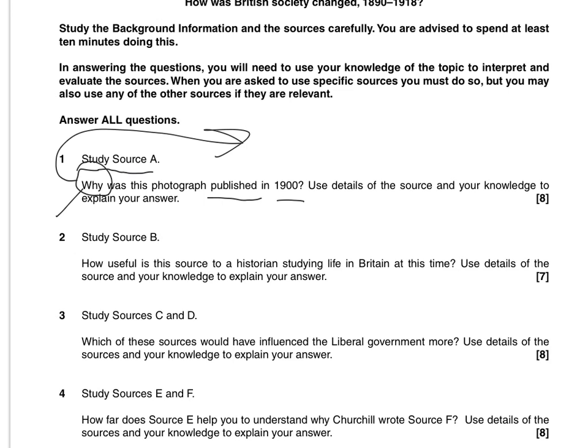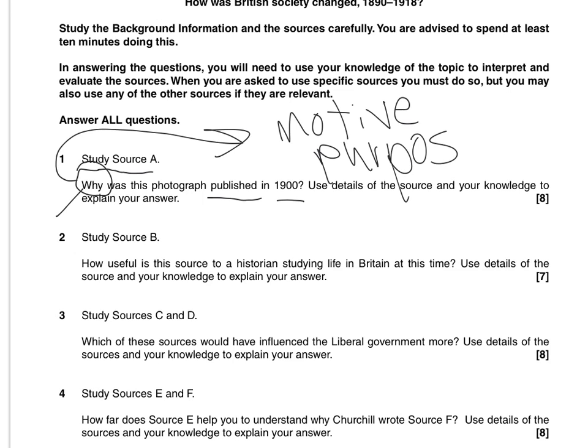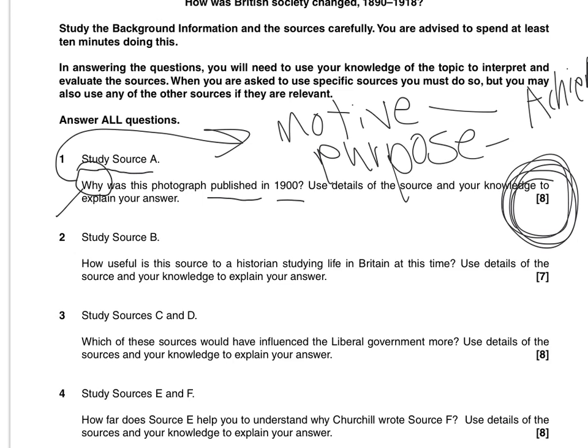So why is going to be all about motive. It's about purpose. It's about what do they want to achieve. It's not about the kind of message that the source is about, although that can be part of it. But to achieve those full 8 marks, you need to talk about what they are wanting to get done. What is their purpose for publishing this?